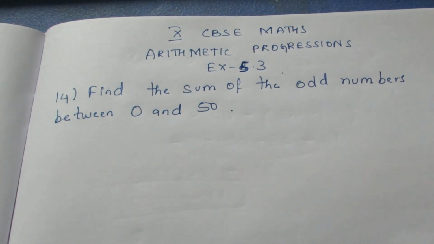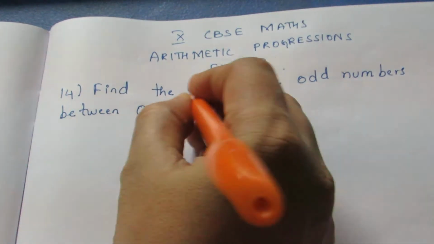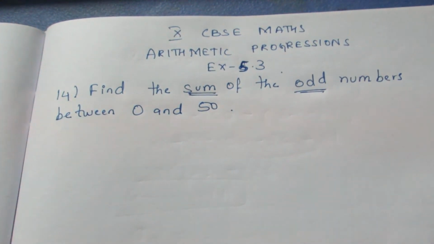Today we are going to see 10 CBSE Maths Arithmetic Progression Exercise 5.3, question 14 sum. Let's see the question. Find the sum of the odd numbers between 0 and 15. They have asked for the sum, and the number should be an odd number.